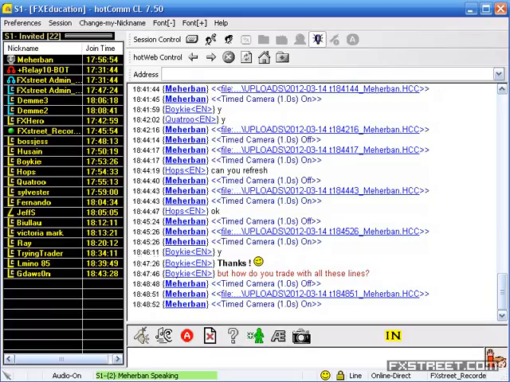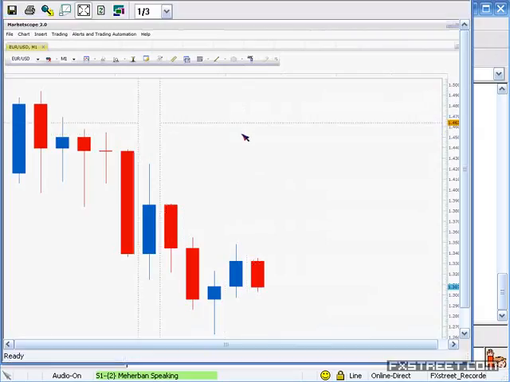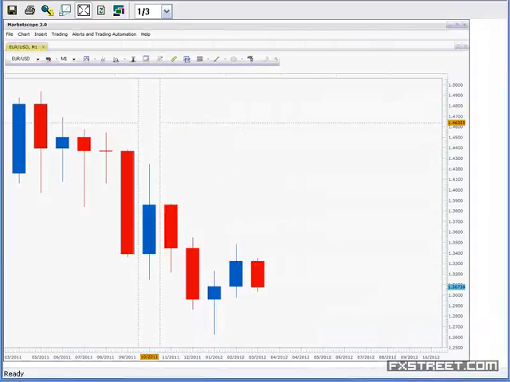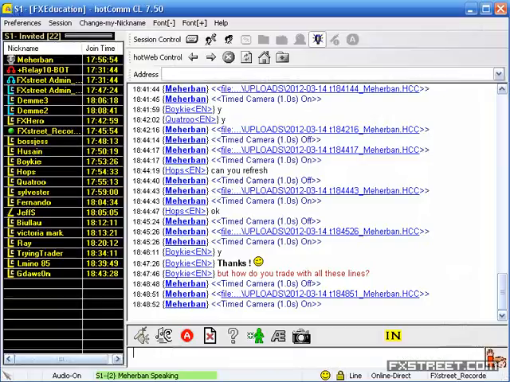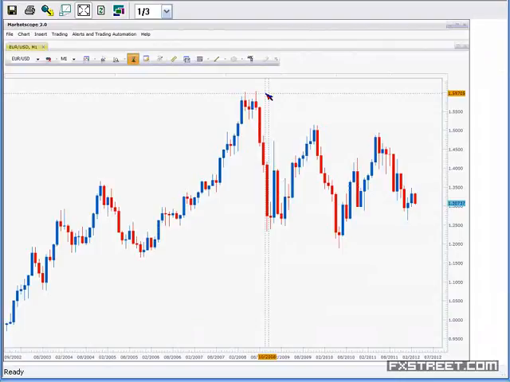So I just went in and I opened a market chart. I opened a chart, right? Now, my question is, so Bookie asked a good question. Bookie is asking, but how do you trade with all these lines? And I will flip the question and say, how can I trade based off this chart?